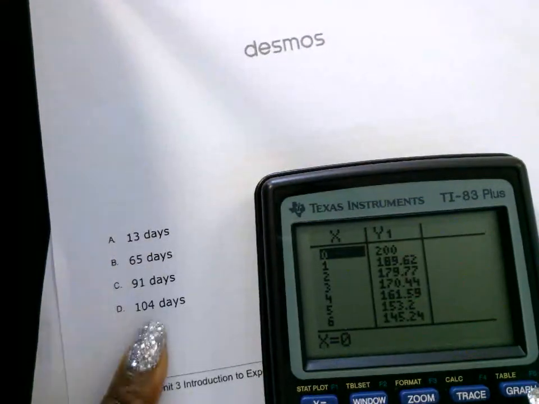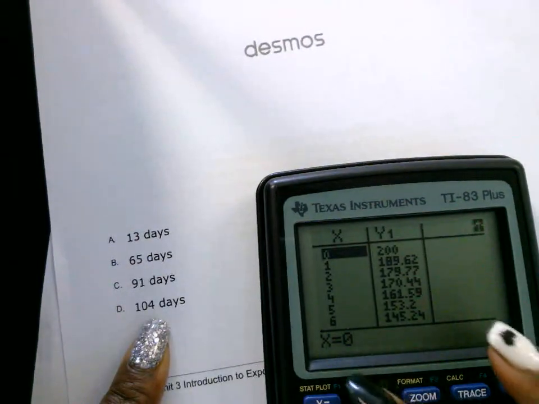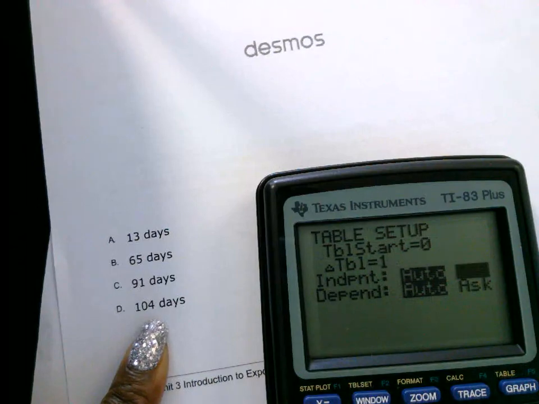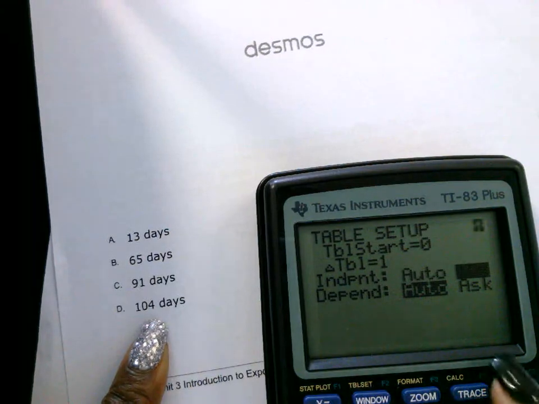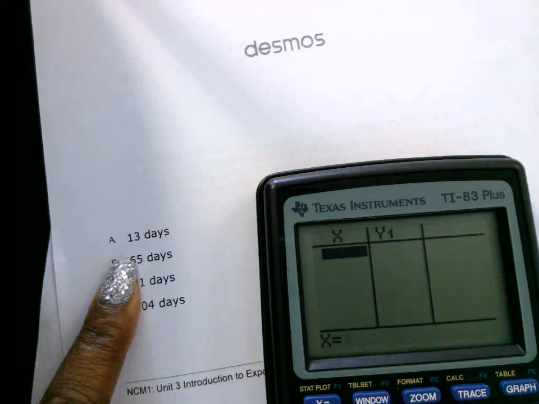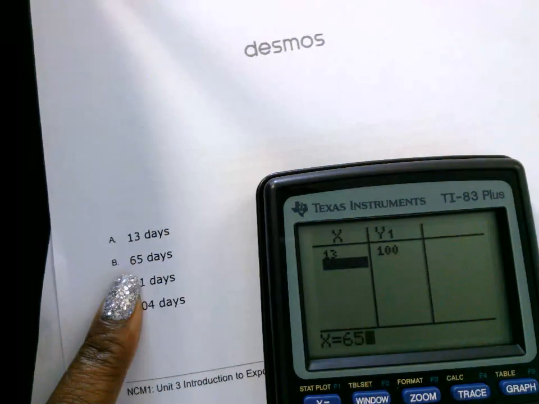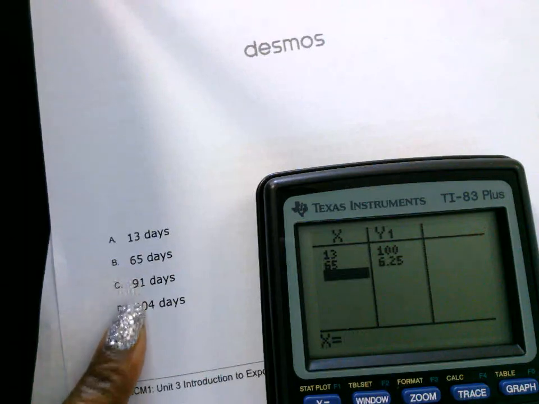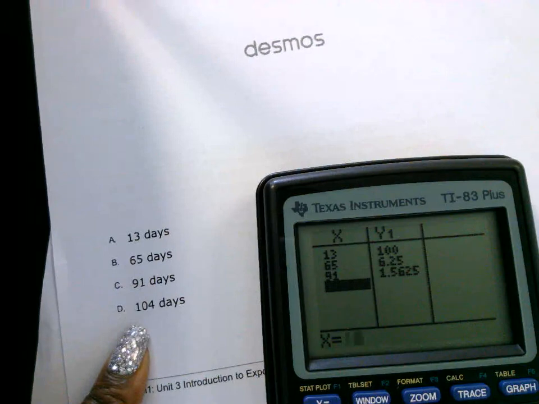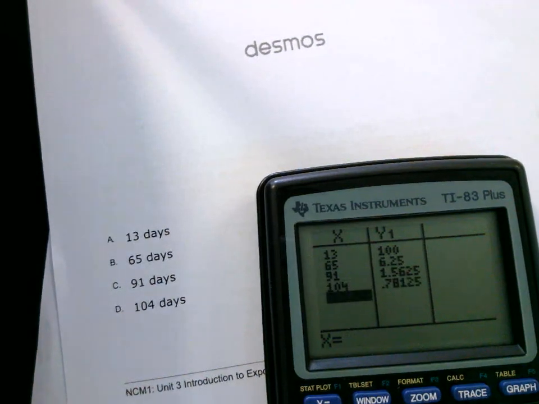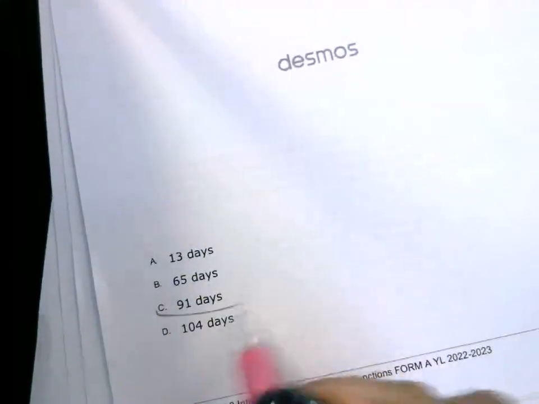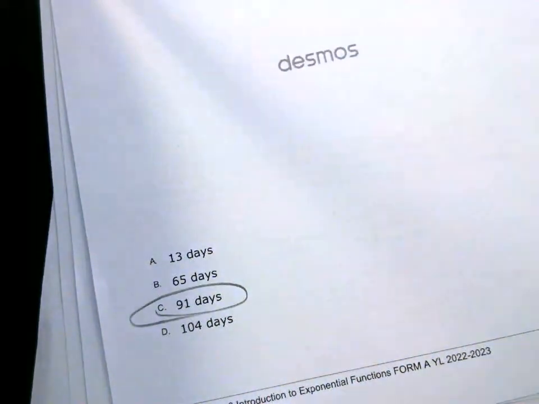Or you can look, remember, don't forget, you can type in the x's. Press second window, go over to x, and now you can type in your x values. So we got 13. No, that's too high. 65. No. 91. Yes. That's gonna be. So it's what? 91 days. Okay.